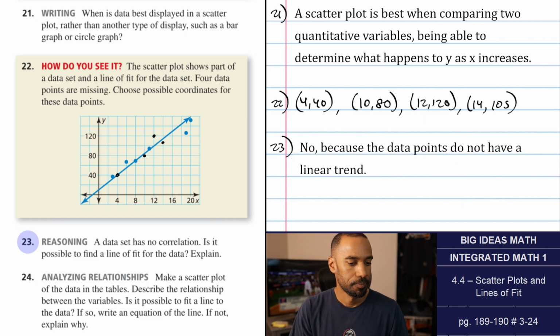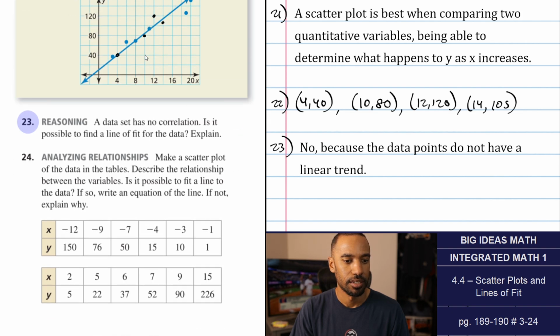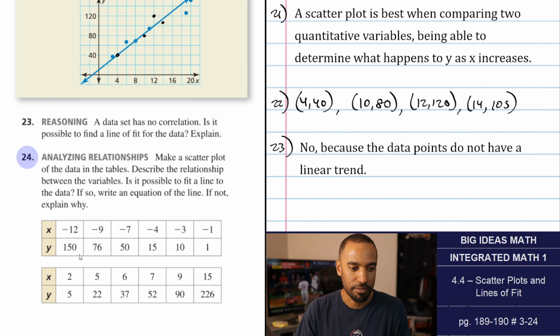Last one, number 24. Analyzing relationships. Make a scatter plot of the data in the table. So this might take a while. Describe the relationship between the variables. Is it possible to fit a line to the data? If so, write an equation. If not, explain why. Well, I want to first look at it and see if there's something here.